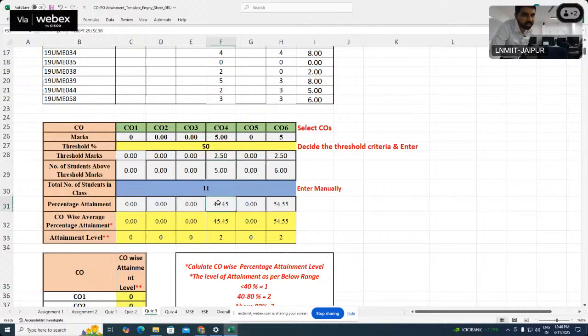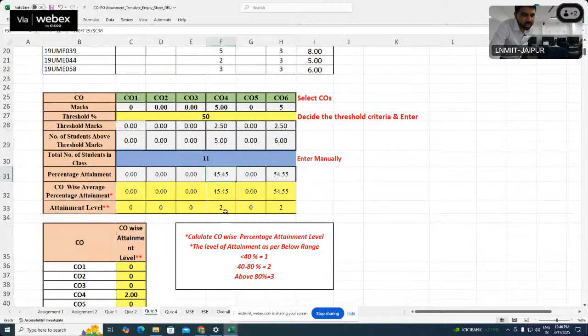Thus you will calculate the percentage attainment. How many students achieved it, how many students were in that course, and according to that we will get this particular value. Let us say 45% achievement is there, and in attainment level, depending upon this criteria, it will calculate what attainment we have achieved on the level of 1, 2 and 3. Since this is 45%, we will definitely have level 2.